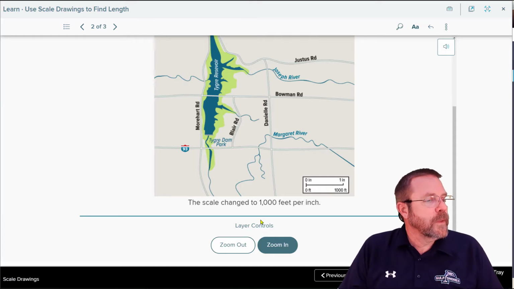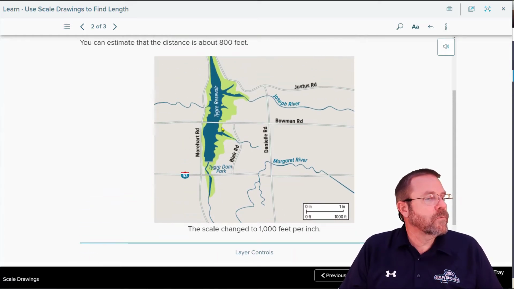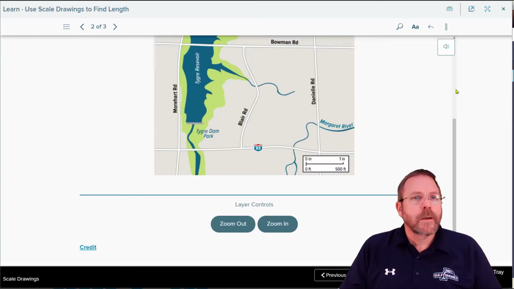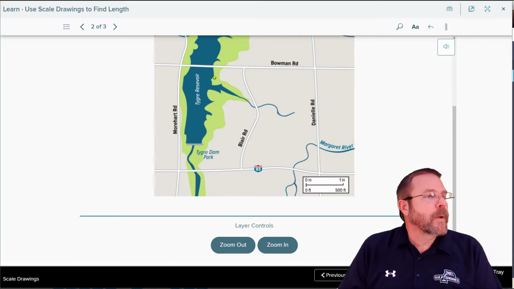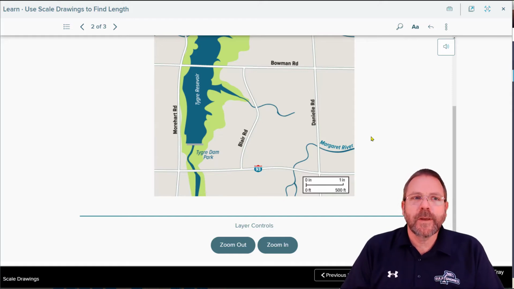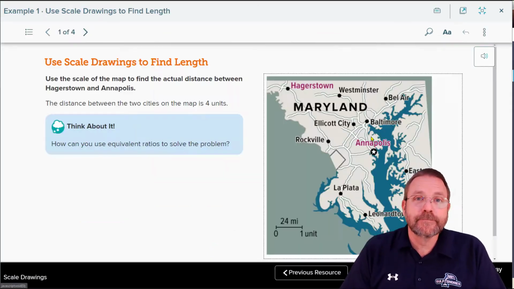So for doing that, you would be able to figure out roughly at that point, I'm thinking an inch, that's about the same distance as you have right there. So you could say that that distance between the 2 roads is going to be about 1,000 feet. Now the textbook estimated it to be about 800 feet, which is probably a little closer than my 1,000 feet, but that's the nice part about estimating. You don't have to be exact.